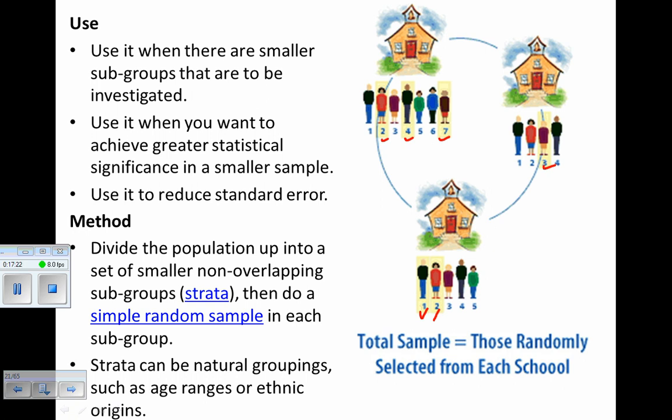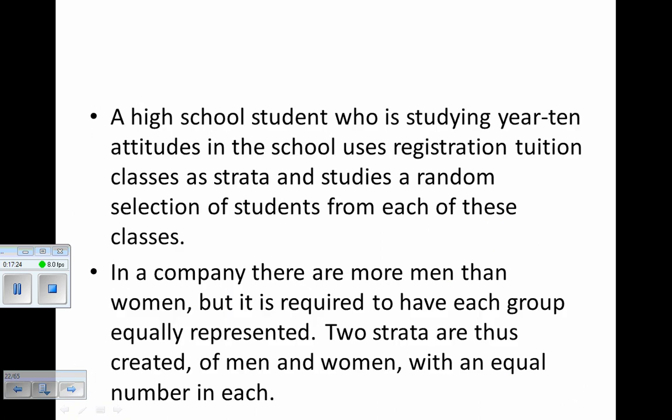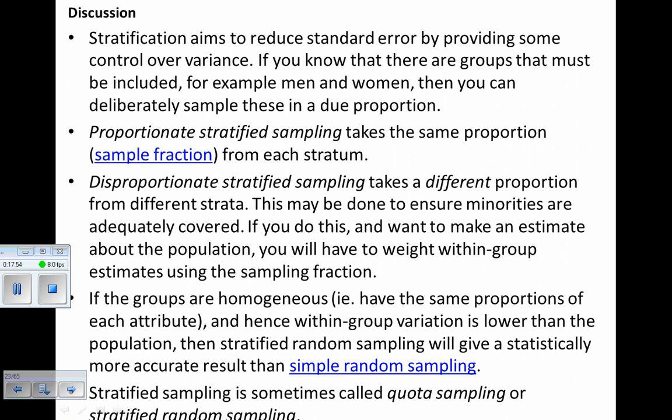Sorry, that's not churches, those were schools. All right. So a high school student who is studying year 10 attitudes in the school uses registration tuition classes as strata and studies a random selection of students from each of these classes. In a company, there are more men than women, but it is a requirement to have each group equally represented. 2 strata are thus created of men and women with an equal number of each. All right, so these are just showing you ways of why you would want strata.